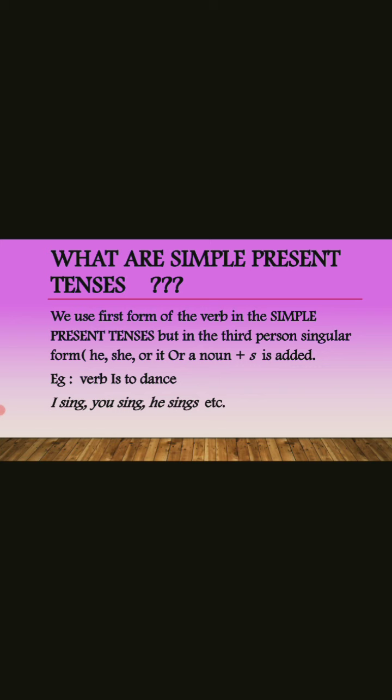So, we use first form of the verb in the simple present tenses, but in the third person singular form, he, she, or it or a noun is added by s. For example, I sing, you sing, he sings, etc. Which means when we are talking about simple present tenses and in the third person we add s, but in the first or the second person we do not add anything.